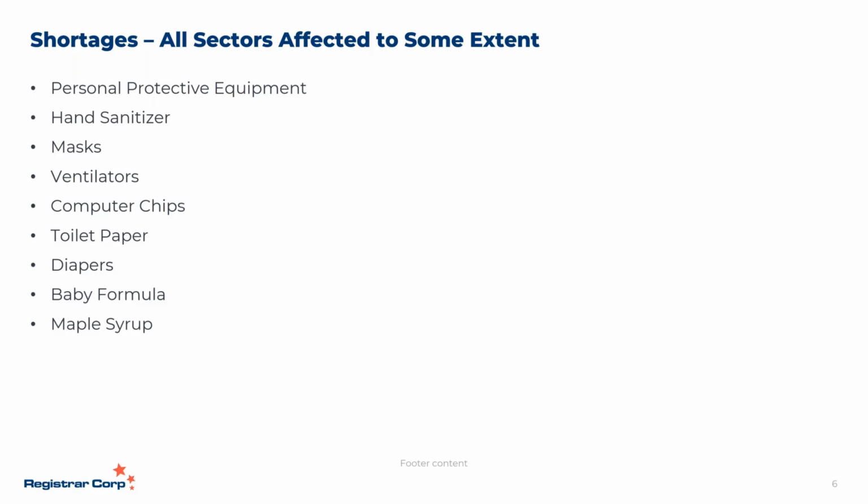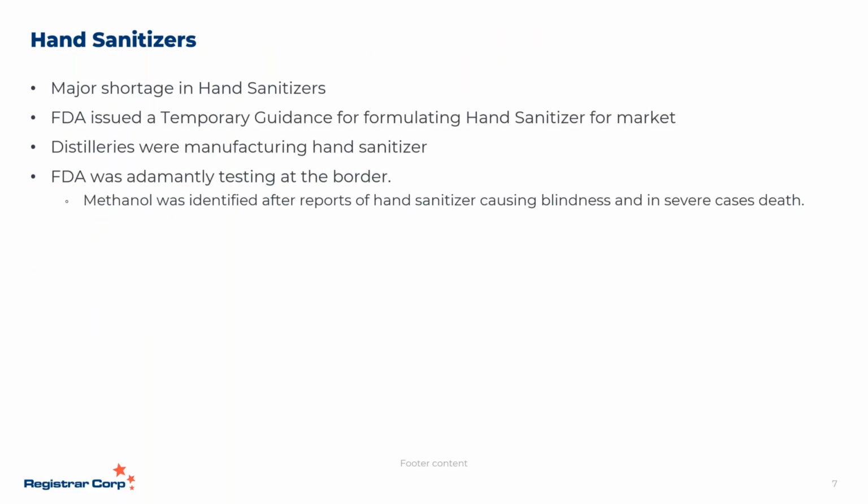For drugs, the biggest shortage was the hand sanitizers. Distilleries were helping by manufacturing hand sanitizers. FDA was adamantly testing at the border because they were receiving adverse event reports where people were going blind or even dying, and it was identified that methanol was being produced instead of ethanol and isopropyl alcohol. So that was very dangerous to the public. So FDA was testing the products that were coming over the border to ensure that methanol was not getting onto the shelves.